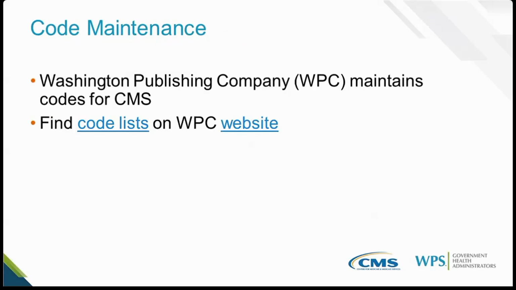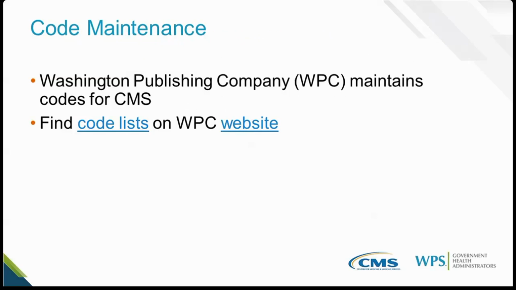You can find code lists on the Washington Publishing Company's website. I've included the link here on this particular slide. They maintain these codes for CMS. WPS-GHA does not maintain the reason and remark codes, the group codes, or the claim adjustment reason codes.